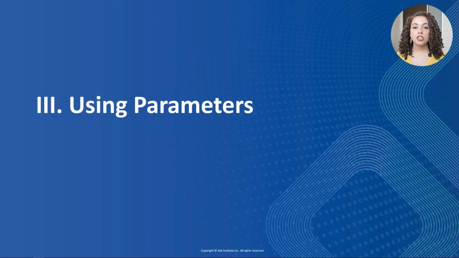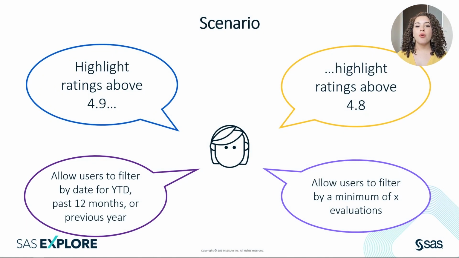Moving forward, now let's talk about parameters and how you can benefit from using parameters in your reports if you're not already using them. Parameters allow our report viewers some input. You might find yourself wanting to use parameters when your stakeholders come to you with a variety of different requests. Maybe one stakeholder wants you to highlight your ratings above 4.9, and then a different stakeholder thinks that 4.8 would be a better threshold. Well, we can allow the user to determine that value by giving them the parameter and the ability to input that value themselves.